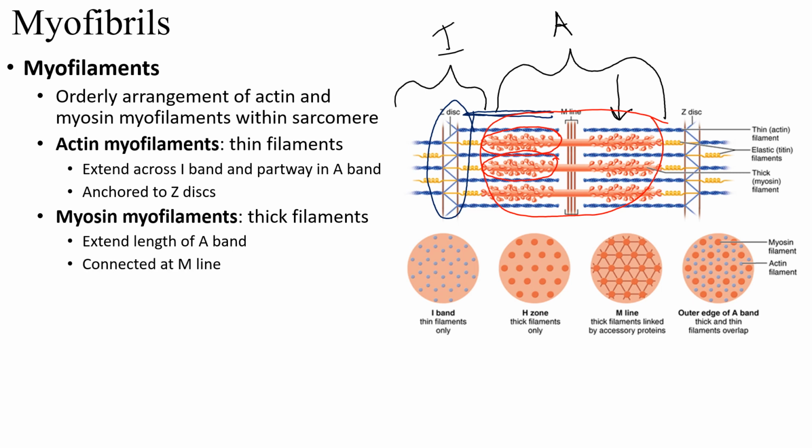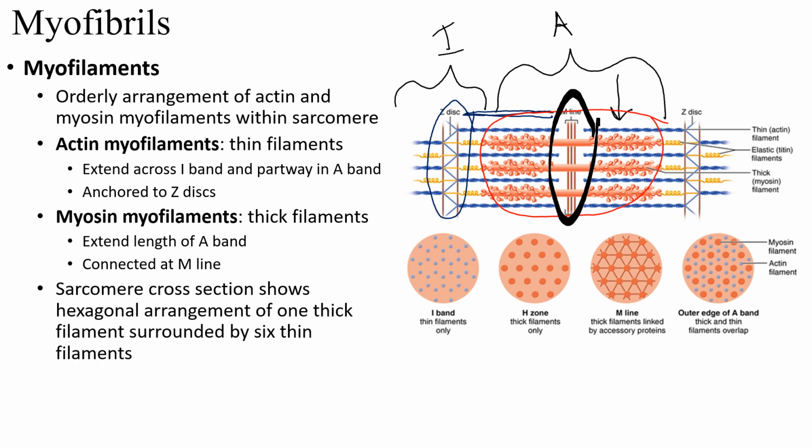They're going to connect in the middle at this M line. And the M line is going to then allow for them to connect. So you can see that they have to be connected to something, otherwise these thin and thick filaments would just be kind of moving around and floating inside the cell. Everything is very structured and attached to something that gives it the structure so it doesn't actually move.